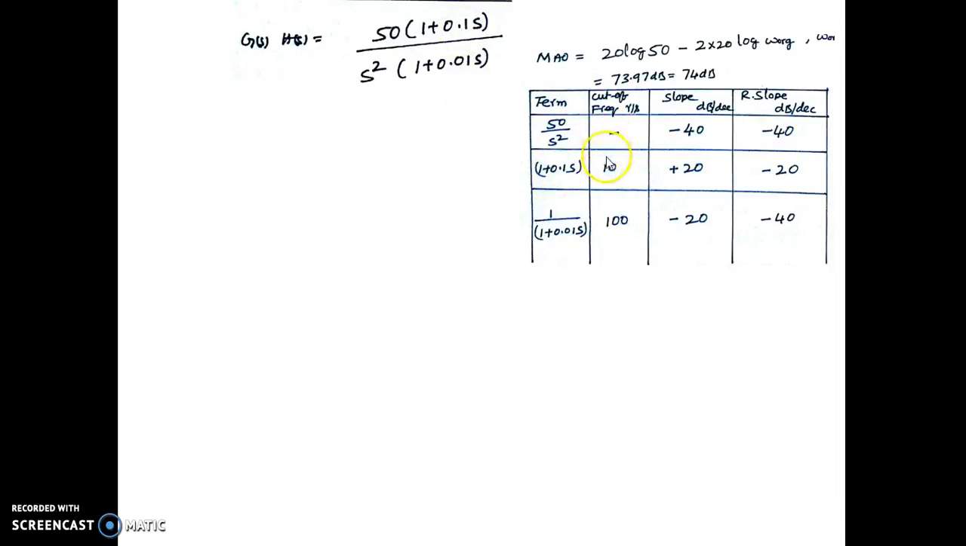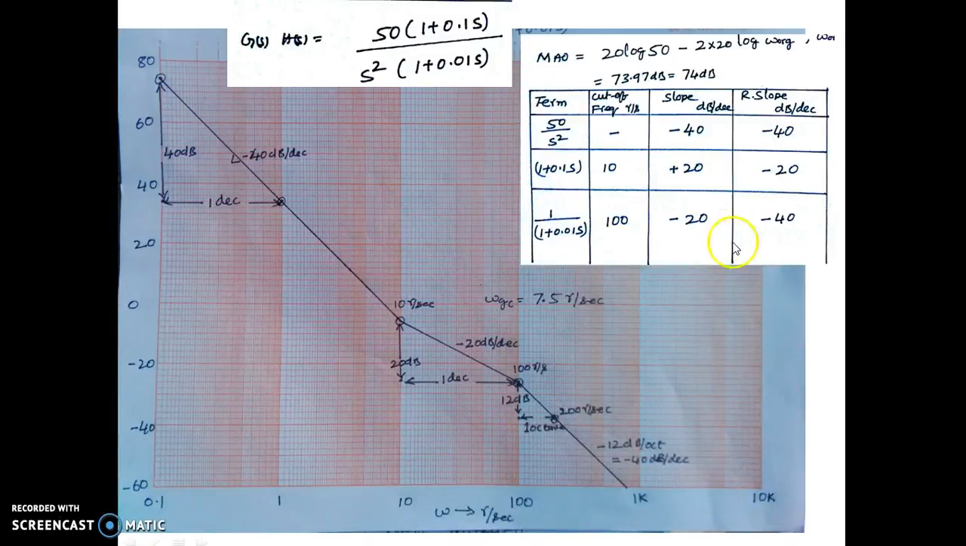So the resultant slope is initially minus 40. You can see now the terms are placed in the increasing order of the cutoff frequency. You have a zero at 10 radian per second. The individual slope of this zero is plus 20. The resultant slope is now minus 40 plus 20, which is minus 20, and we have one more pole at 100 radian per second. After 100 radian per second, one more pole is introduced to the existing minus 20, so it is minus 20 plus minus 20, which is minus 40. We need to note the magnitude at the origin is 74 dB, and the slope is initially minus 40, then becomes minus 20, then again becomes minus 40. This is how it is happening.